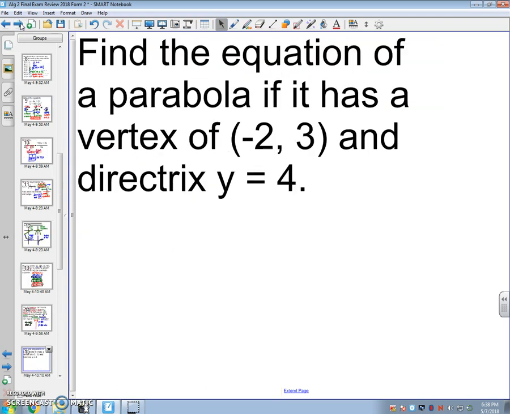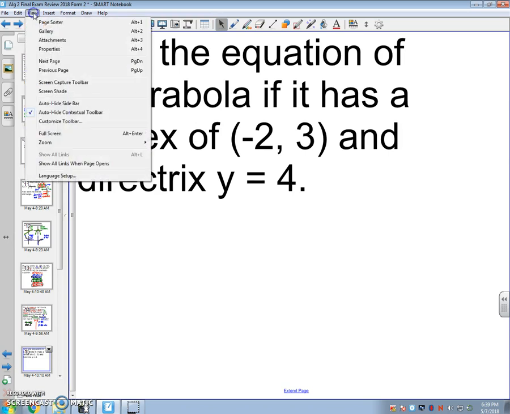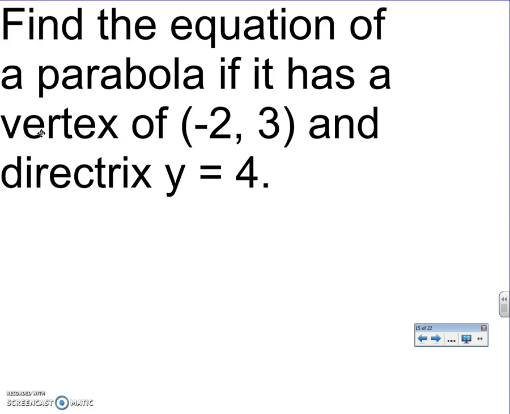All right, this next one: find the equation of a parabola if it has a vertex of -2, 3, and a directrix of y equals 4. It's been a while since I've done these. Let's graph this real fast just to see what kind of information we have.